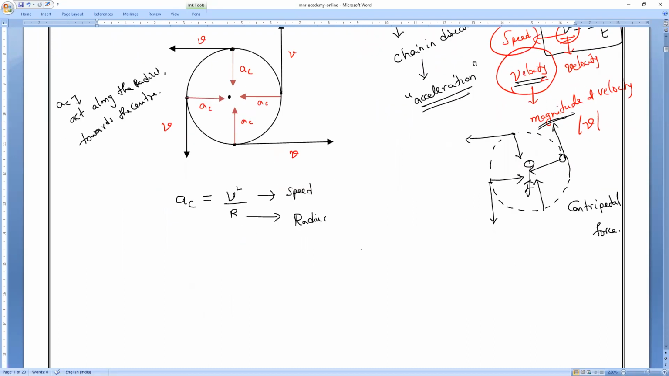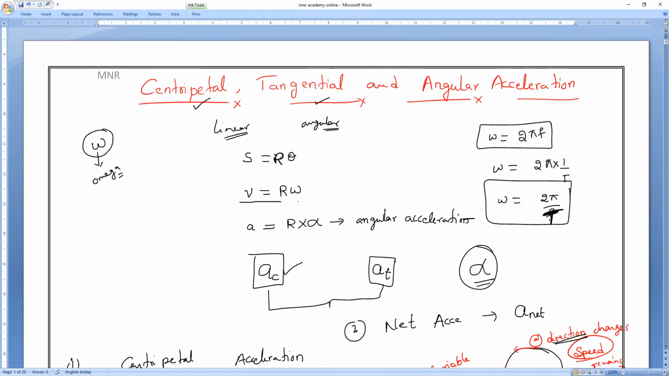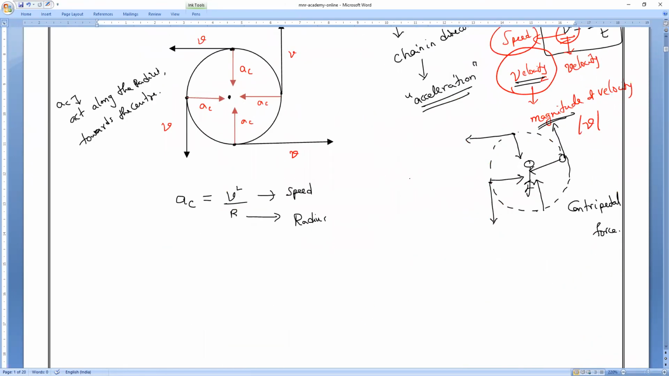Now, we all know the velocity and angular velocity formula. Above we have written v is equal to what? We all know that linear velocity v is equal to r into omega. So omega means what? What do you mean by omega? Angular velocity.